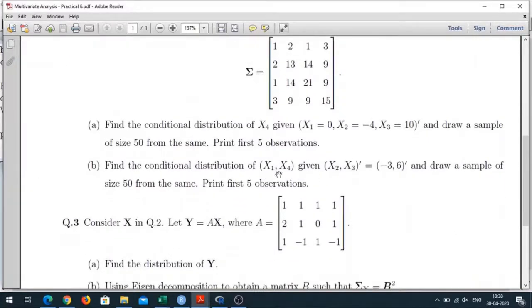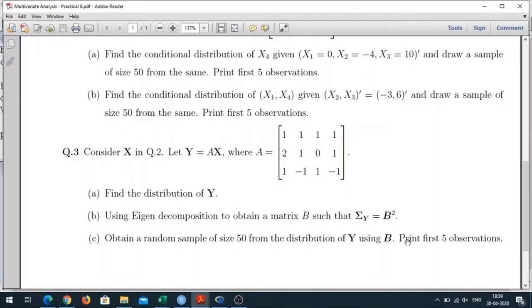Same story here. The only difference is here the order was maintained. First three were given and you had to find the fourth. Here now first and fourth are to be estimated, or the distribution of first and fourth is to be found when you know second and third. So the only thing is you will have to first change your mu and sigma in such a way that your sigma 11 is consisting of one of these two parts, and mu 1 also consists of one of these two parts. Okay.